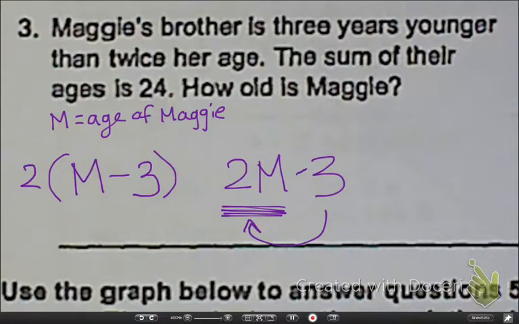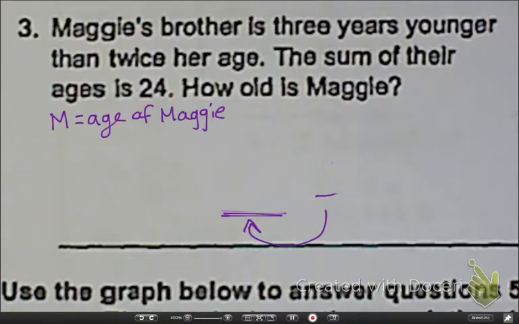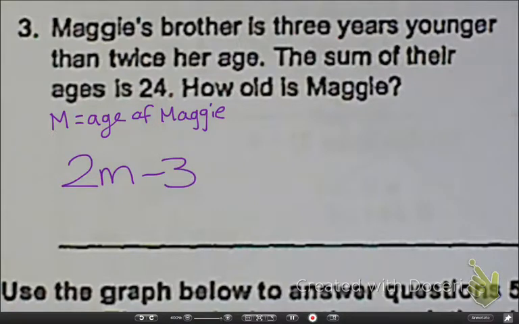So let me erase all of this work so far, and we're going to go back to 2m minus 3. That's how old Maggie's brother is. So here, this represents the age of Maggie's brother. It says the sum of their ages is 24. The sum of their ages. What does that word sum mean? Sum means to add.